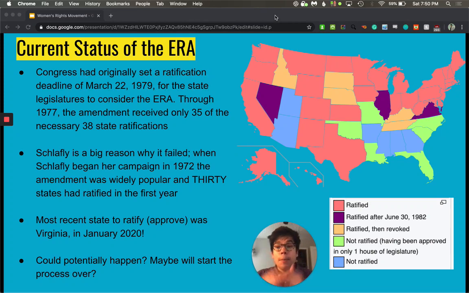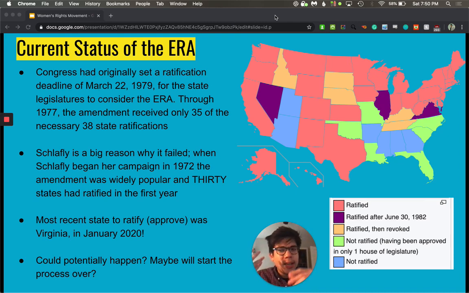And Schlafly is a big reason why it failed. She started her campaign in 1972. The amendment was widely popular. 30 states ratified it in the first year. With only 8 states to go, it fails. The most recent state to approve was Virginia, actually, in January 2020, right?